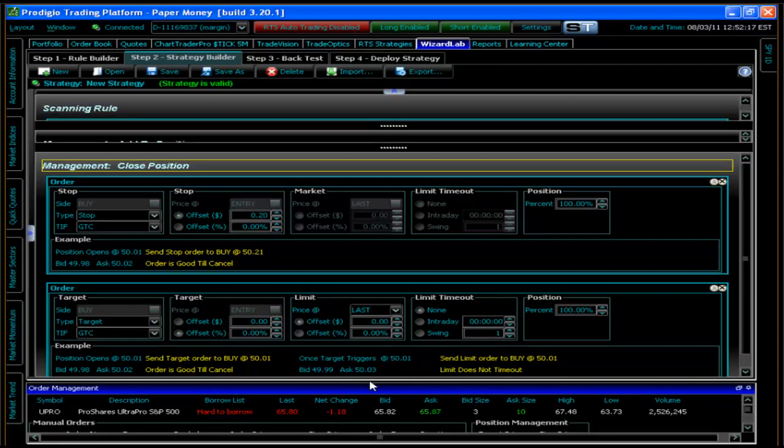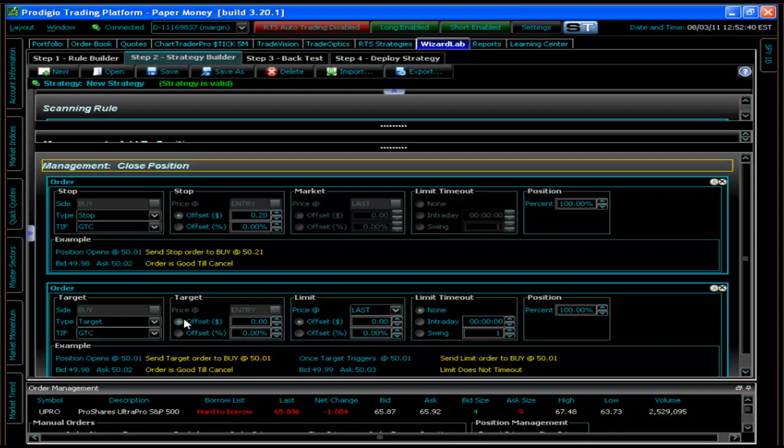All of these order parameters are going to be relative to the market prices of those stocks. So in Wizard Labs Strategy Builder, whenever we define the parameters for a strategy, everything is always an offset. And that's why we have this example down here, so that you can easily say what a percentage is of something or what 20 cents is going to look like, etc.